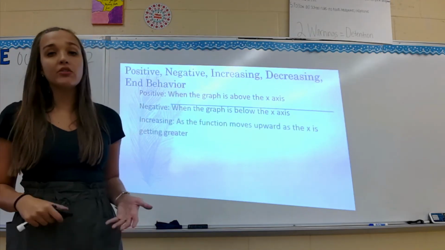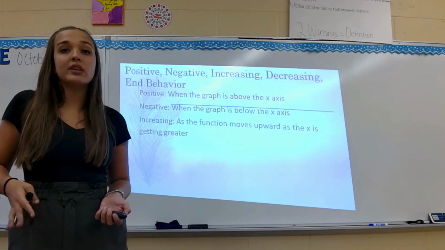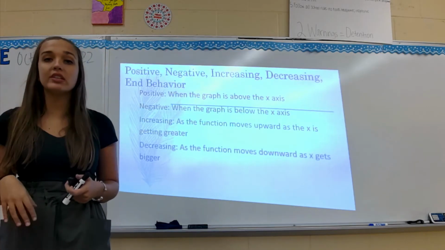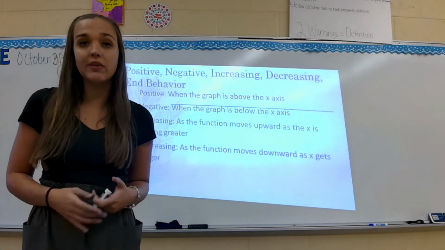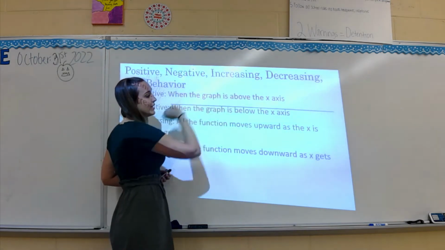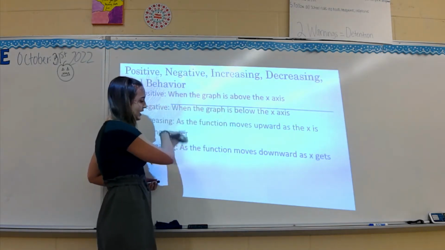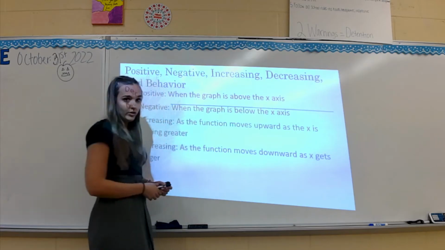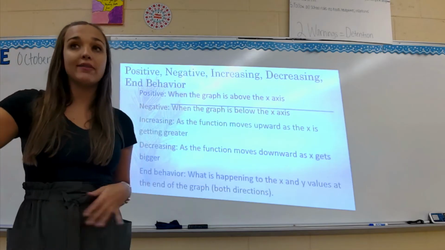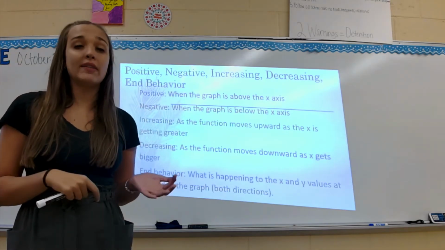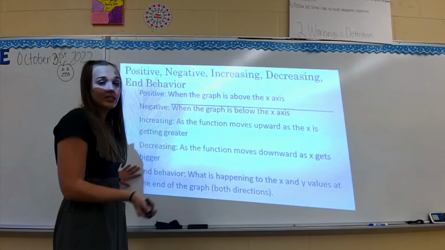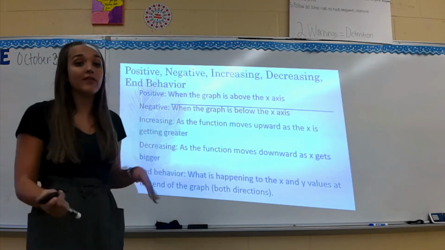For a function to be increasing, that is when as your x values get more positive, your graph is going upward. Where for decreasing is as your x values get more positive, the graph is going downward. So this for increasing, it's upward as the x's get more positive, and this one for decreasing, downward. Finally, end behavior. End behavior means at the end of our graphs, what is happening to our x and y values? Are they getting more towards negative infinity, more towards infinity? So we're going to take a look at what is happening at our end points of the graph.